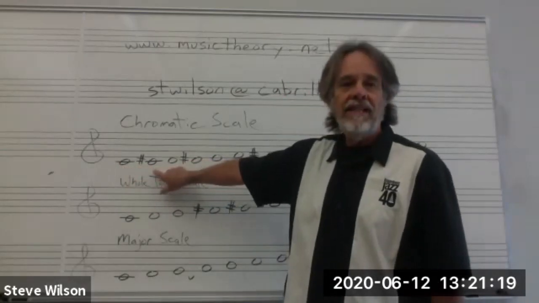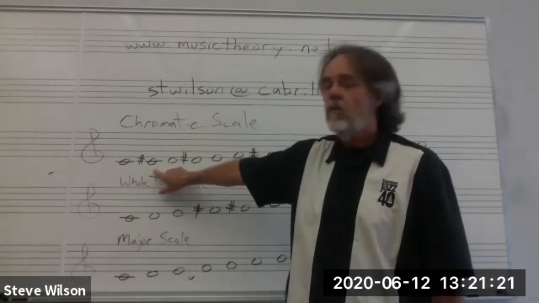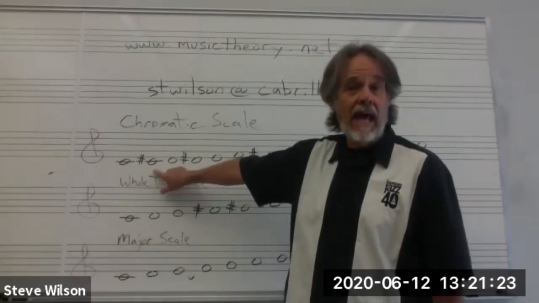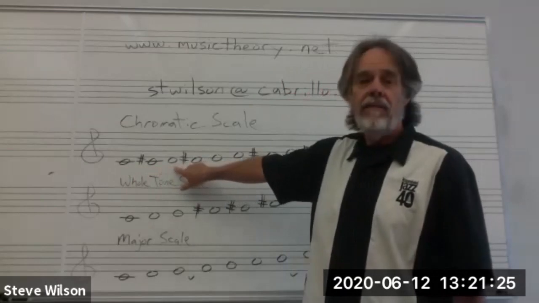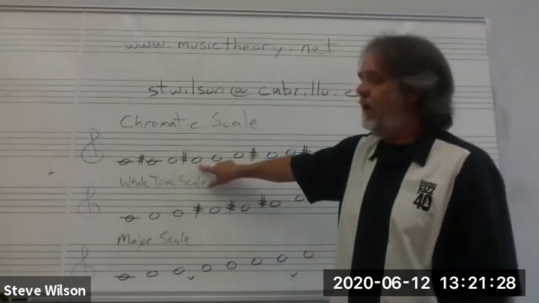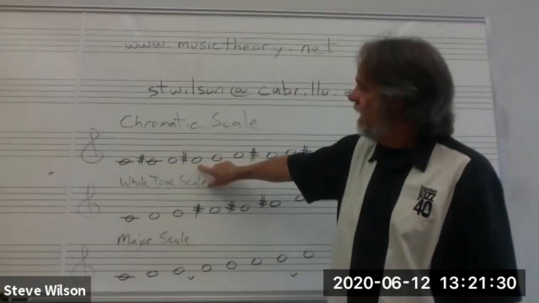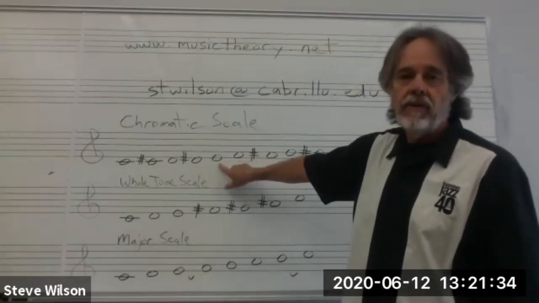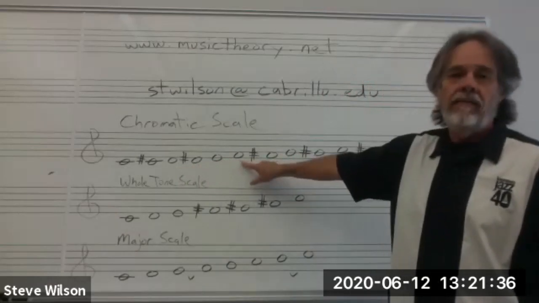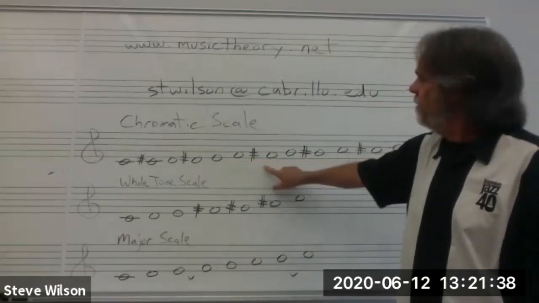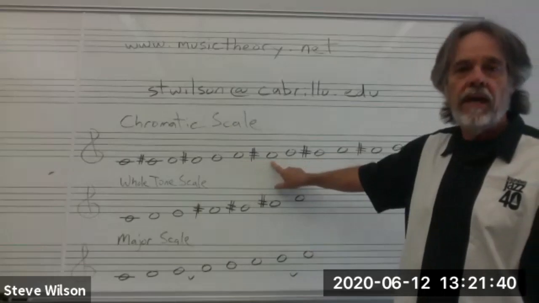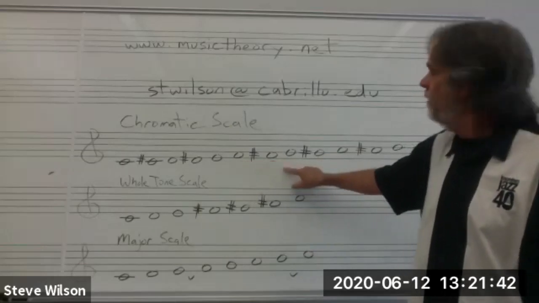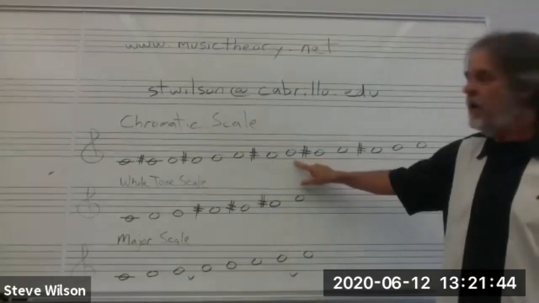You could also have a C sharp major scale, which is also sometimes called the D flat major scale. You can have a D major scale. You can have an E flat major scale, which sounds like a D sharp. You can have an E major scale. You can have an F major scale. You can have an F sharp major scale or a G flat major scale. You can have a G major scale.